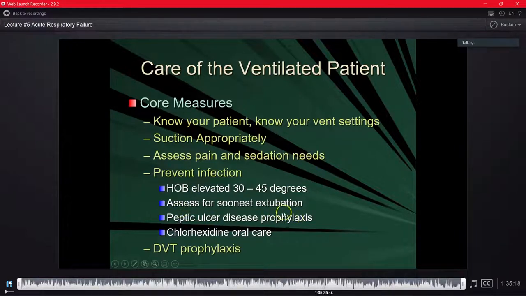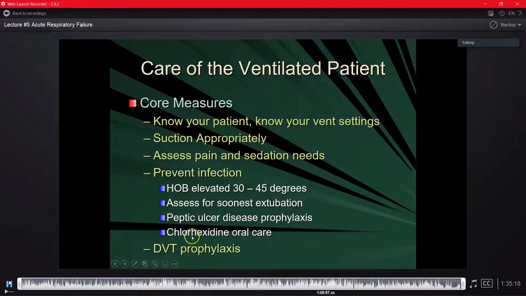Peptic ulcer prevention, or prophylaxis. So this is where you need to be. If you're ventilated, you've got to be on Pepcid or Protonix, one of the two. Chlorhexidine oral care: we're going to suction the oropharynx and the tube every 2 hours. We're also going to provide chlorhexidine. By the way, there are still hospitals that sometimes use hydrogen peroxide-based cleansers, so just be aware of that as well.